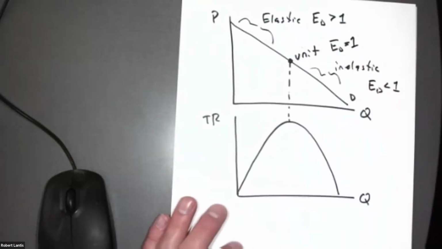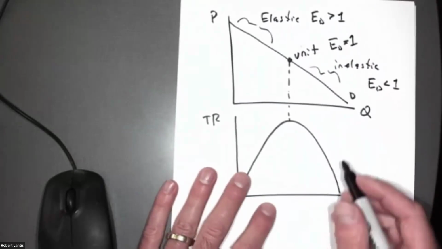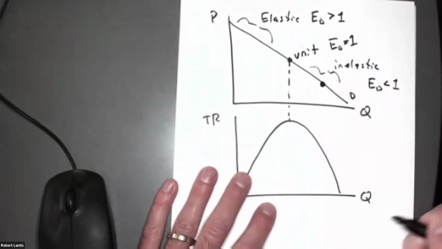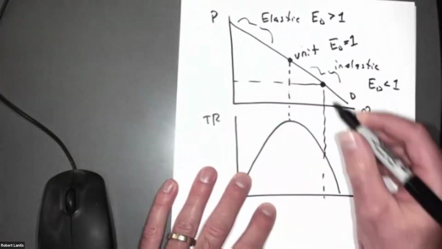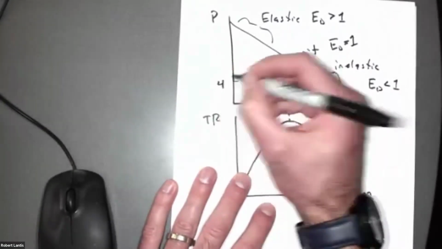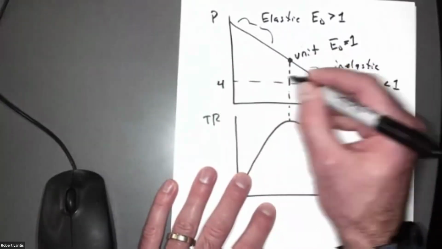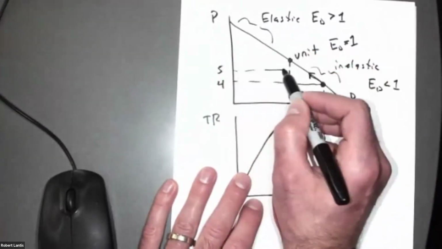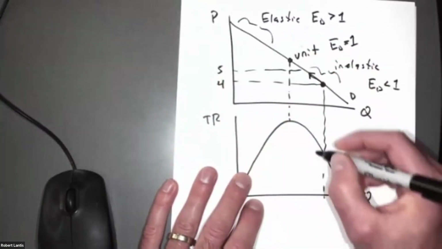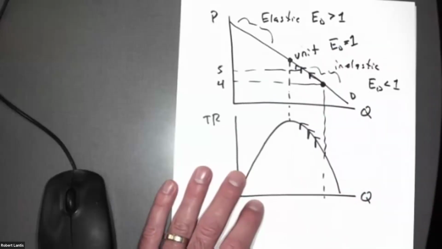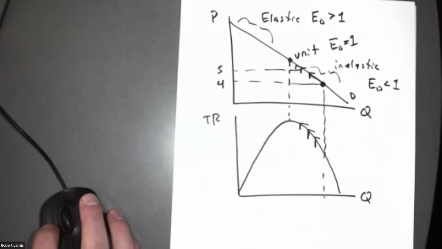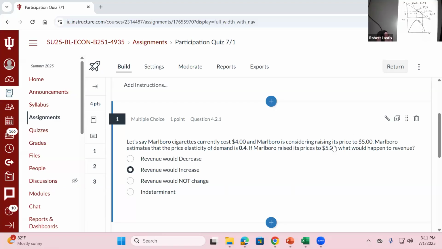So we were told the elasticity of these cigarettes was 0.4. So I know I'm somewhere on that inelastic portion of my demand curve. So the question said if I raise the price from $4 to $5 here, what's going to happen to my total revenues? Well, I'm moving towards that unit elastic point, so I'm increasing my total revenues. So I'm increasing my total revenues by raising the price if I've got inelastic demand. Okay.